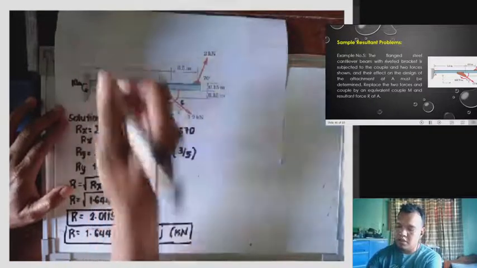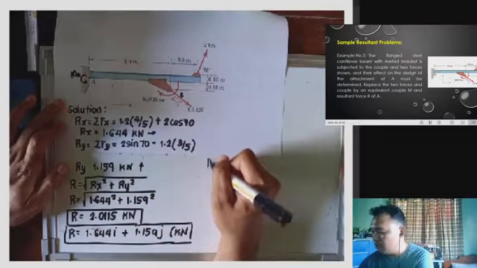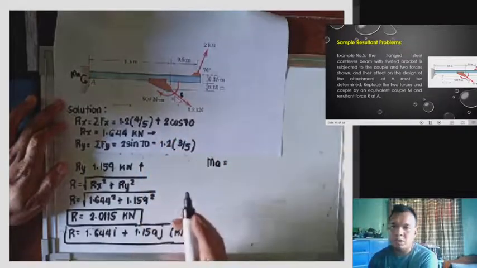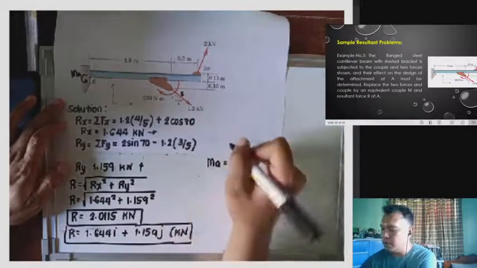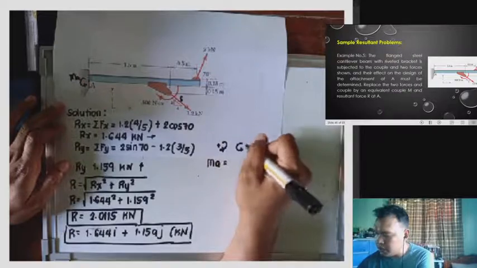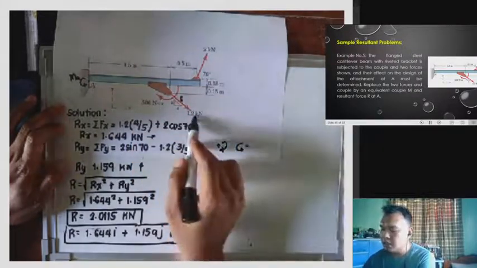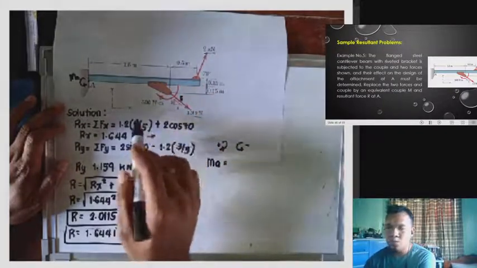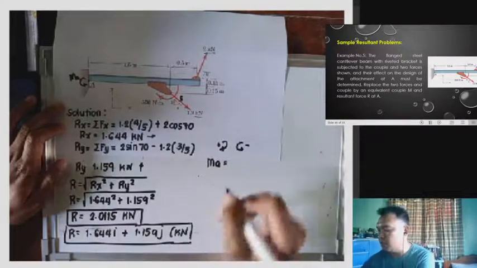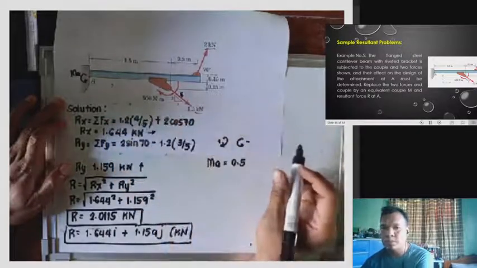Moment at A. Summation of moment at A, where clockwise is positive and counterclockwise is negative. We have here clockwise 500 newton meter. Since the units are in kilonewtons, let's convert the 500 newton meter into 0.5 kilonewton meter. So we have here 0.5, positive because its movement is clockwise.